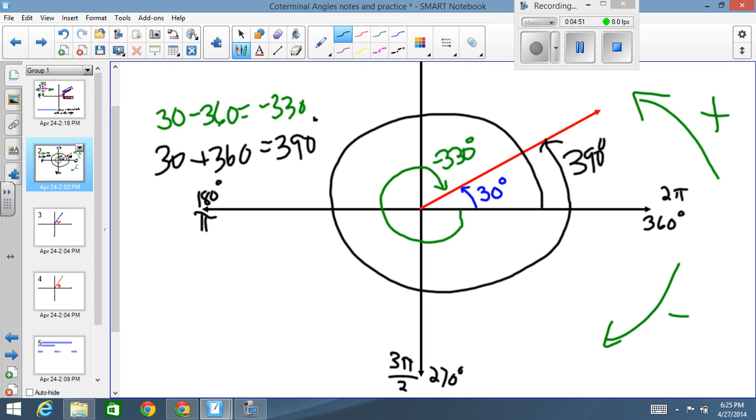Okay? So this would be considered a coterminal angle as well, just on the positive side. Now there are more coterminal angles out there. If I went around a whole other time, add another 360. Or if I went in the negative direction a whole other time, subtract another 360. Let's do another example.